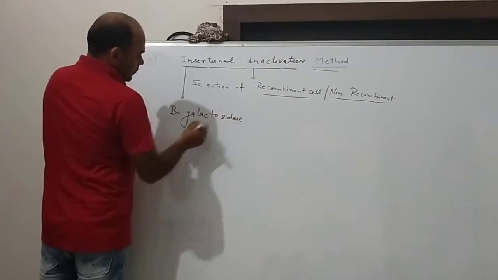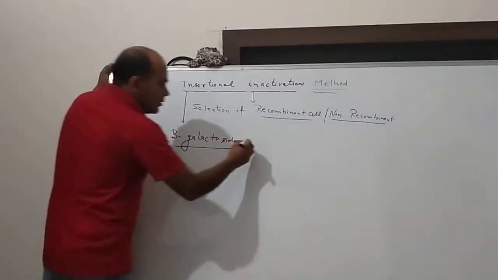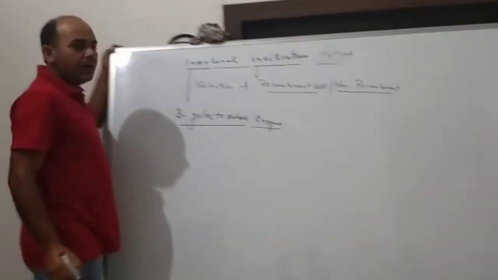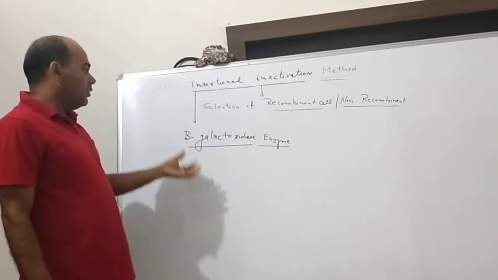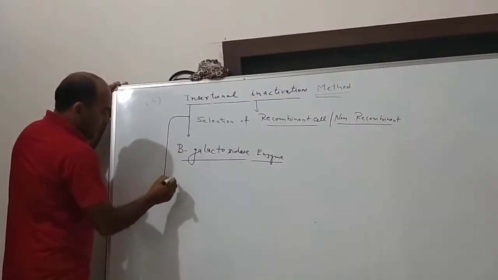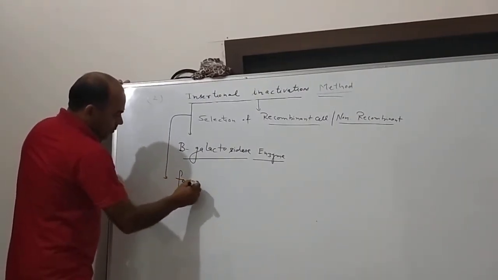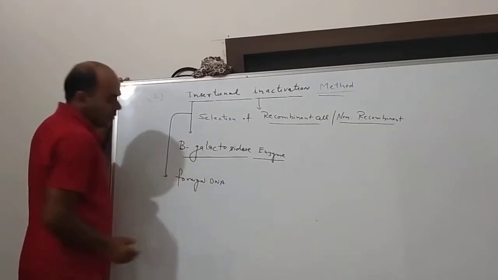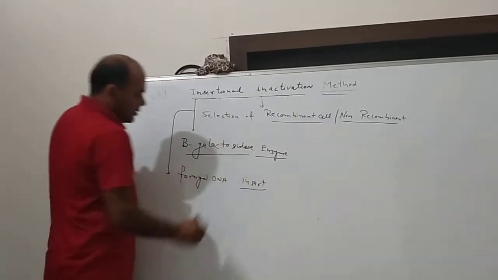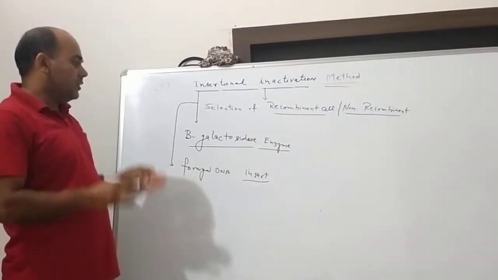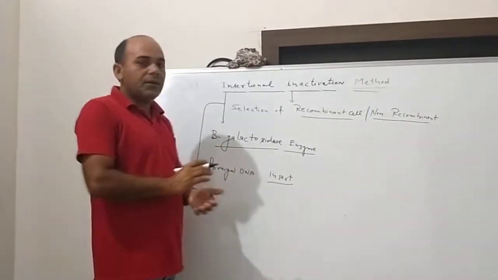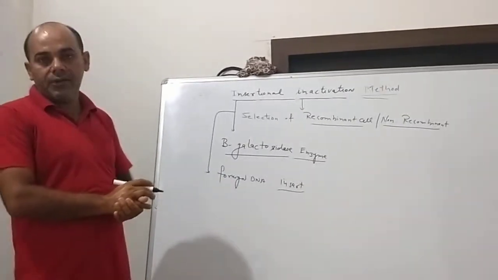Beta-galactosidase. This is the enzyme. What will happen in the coding sequence of this enzyme? Foreign DNA is inserted. Due to the insertion of this foreign DNA, the coding sequence of the enzyme becomes inactive.